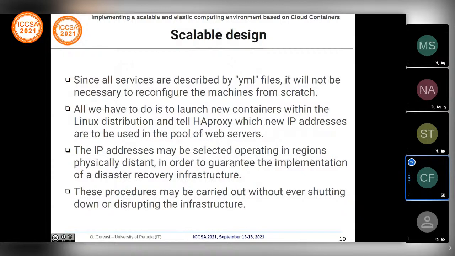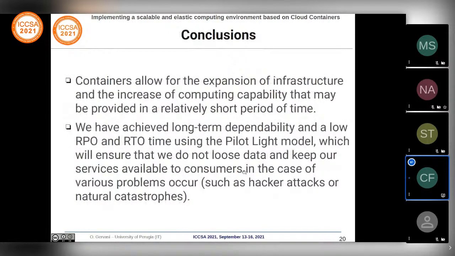The IP address is crucial. Normally, to guarantee disaster recovery, we need different subnets and different types of IP addresses in order to be connected and guarantee the disaster recovery solution.